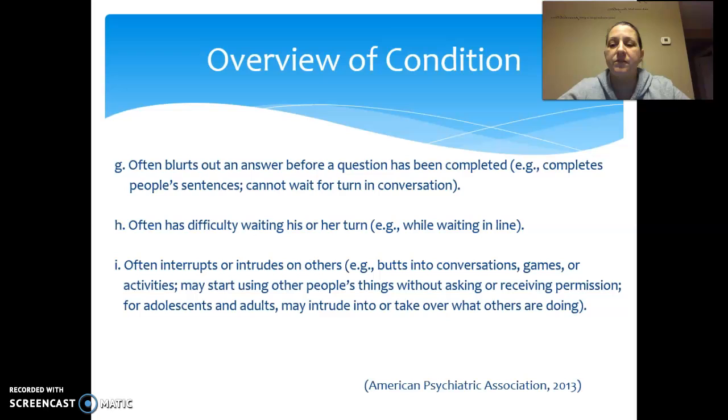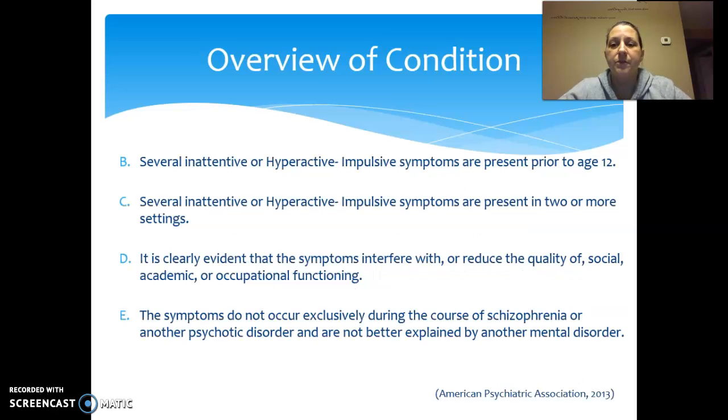F, often talks excessively. G, often blurts out an answer before a question has been completed. H, often has difficulty waiting his or her turn. I, often interrupts or intrudes on others. The other criteria: B, several inattentive or hyperactive-impulsive symptoms are present prior to age 12.